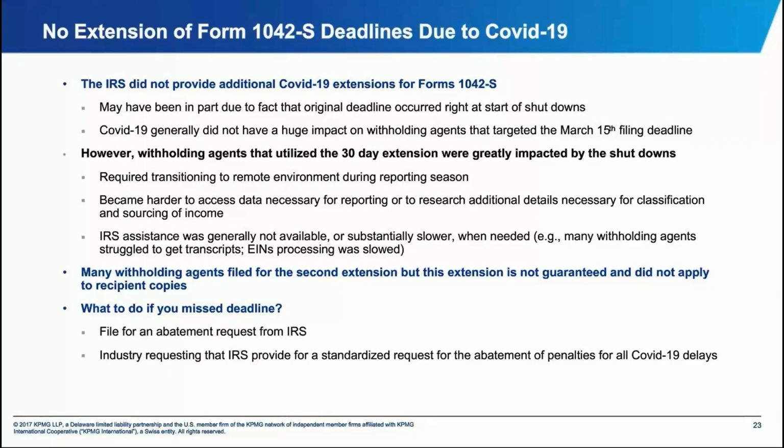We think for the 1042 and 1042-S, we didn't see that because if you were going to stick with the original due date, March 15th, you probably had everything done before we were shut down. For those that asked for the automatic 30-day extension, you really find yourself in trouble because, by the time everything was shut down and we were working remotely, most people didn't have access to the systems and the data they needed to get those filings done by April 15th.